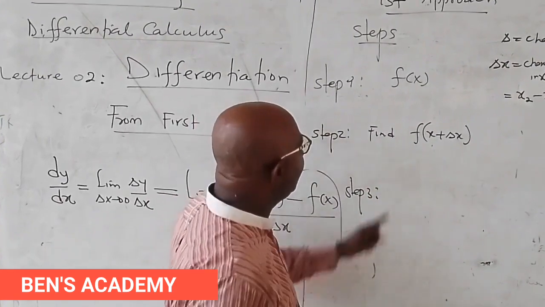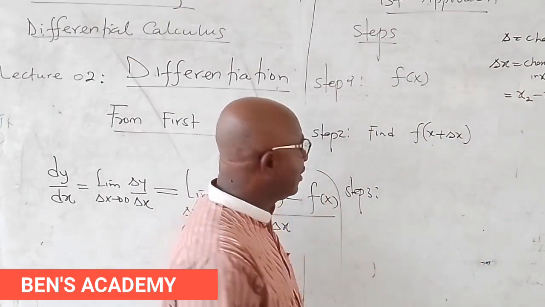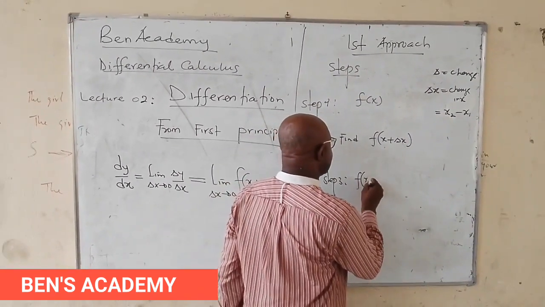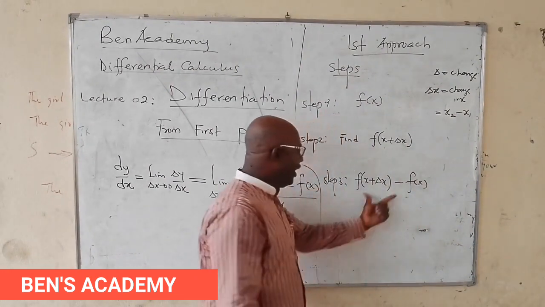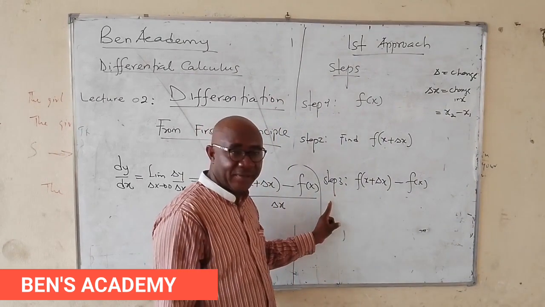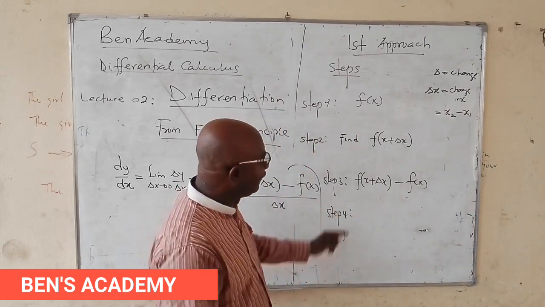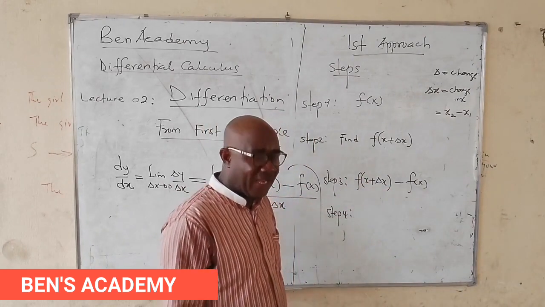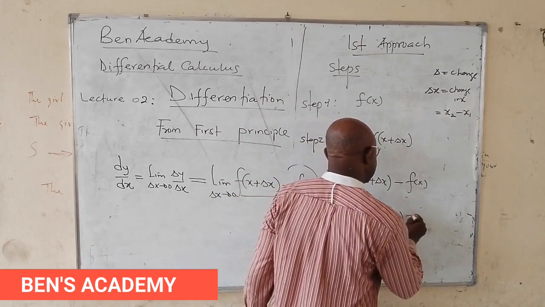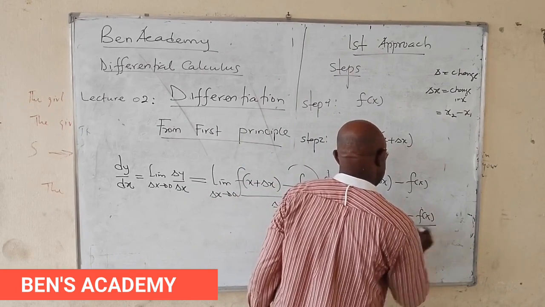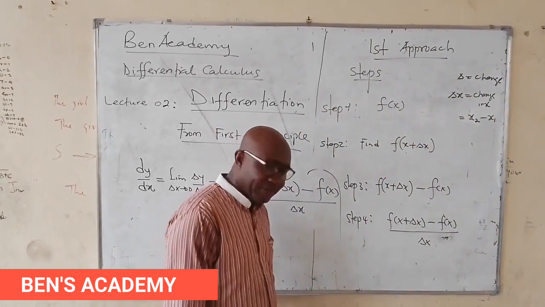Then step 3. In step 3, you find the difference of f of x plus change in x and f of x. I'll write this as f of x plus change in x minus f of x. When you find the difference, you are through with step 3. Then step 4. In step 4, you divide this difference by change in x. That is f of x plus change in x minus f of x, divided by change in x.